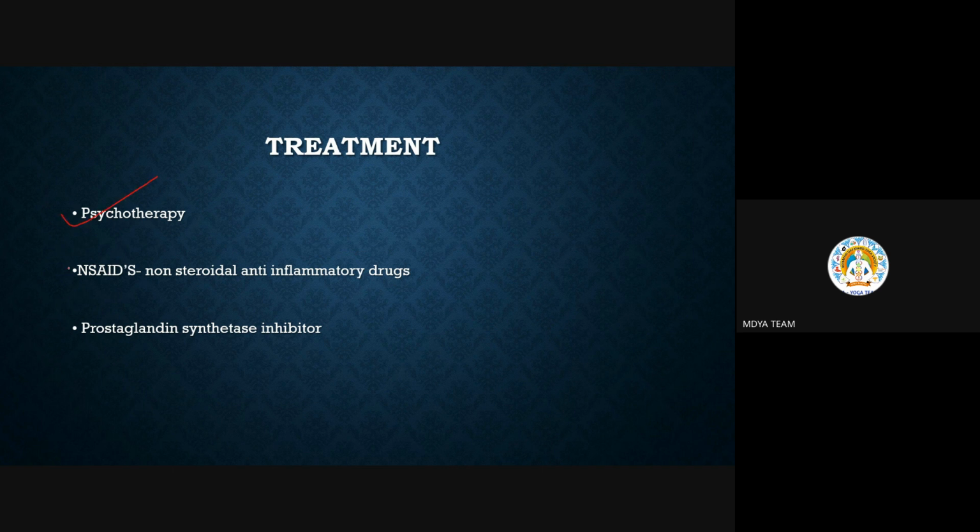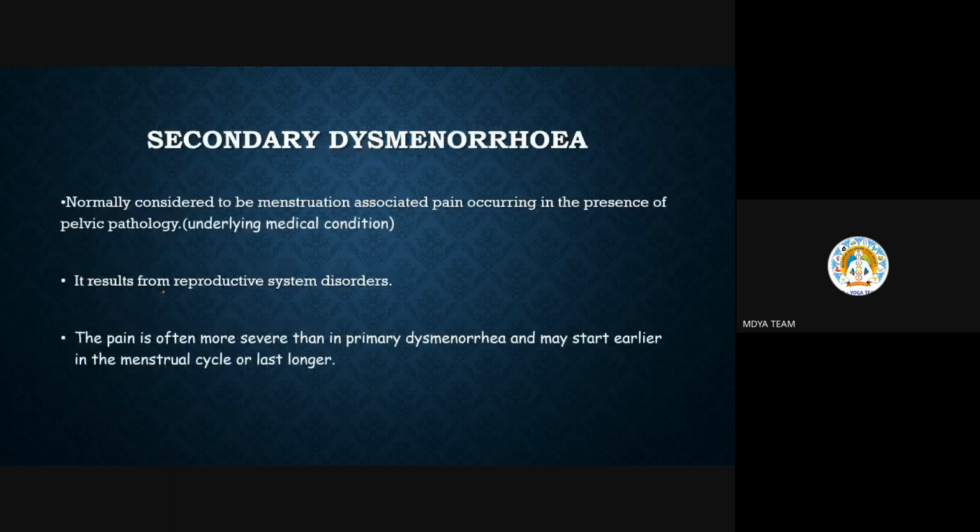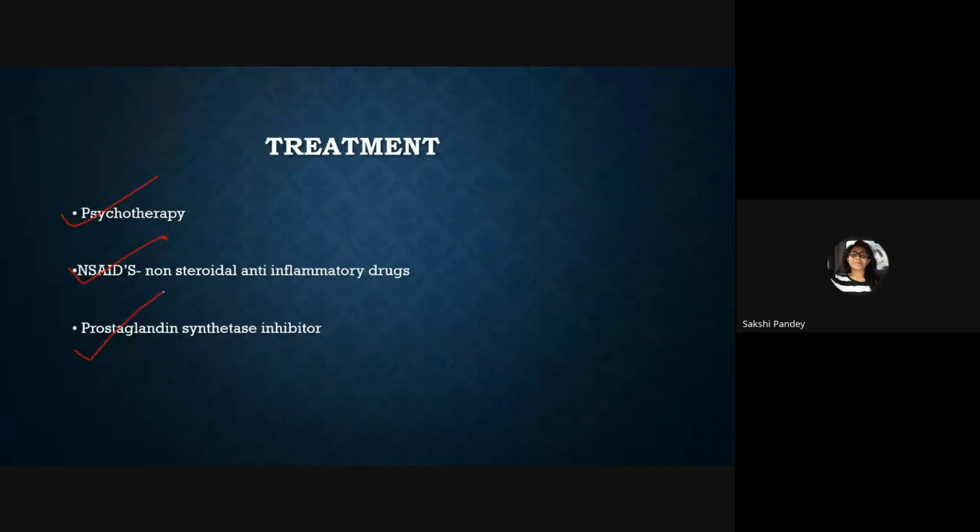And non-steroidal anti-inflammatory drugs, that is NSAIDs, and prostaglandin synthesis inhibitors. Now, as I told, what is primary dysmenorrhea? Can anyone tell what the inhibitor means here?